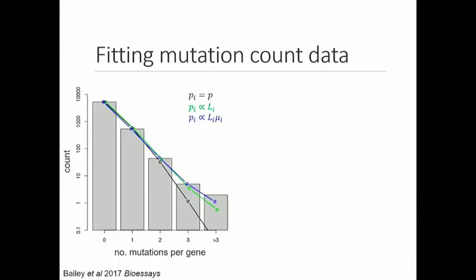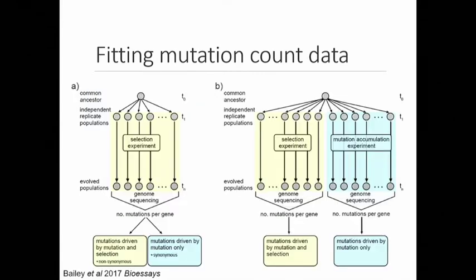Okay, so let me just show you what the data look like and show you some model fits here. I am now showing you publicly available data from an experiment with Pseudomonas aeruginosa. There's data that come from a selection experiment, and then under similar conditions with the same strain, there's also a mutation accumulation data set, okay?